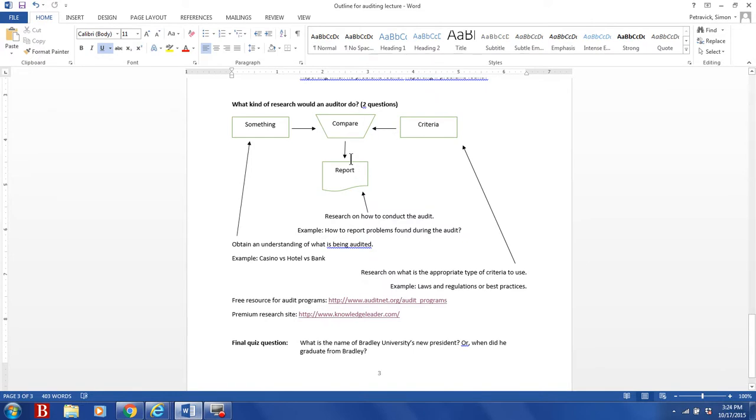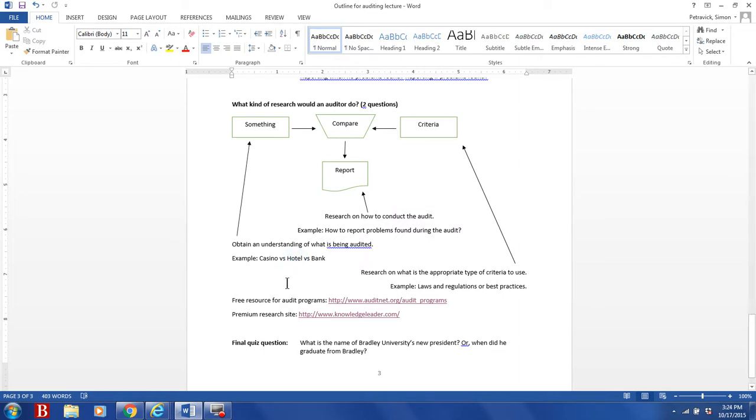So besides doing research on how to conduct the audit, our auditor would also have to do some research to understand what is being audited. So I have listed here some very different industries: casino, hotel, or bank. If you were to audit a casino, they make their money through running gambling games: blackjack and poker and slot machines and all sorts of stuff. So do you understand how that organization works?